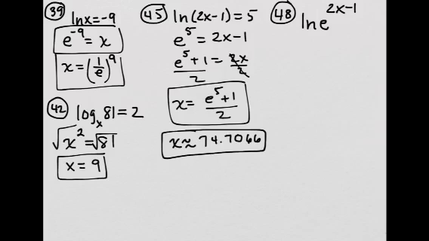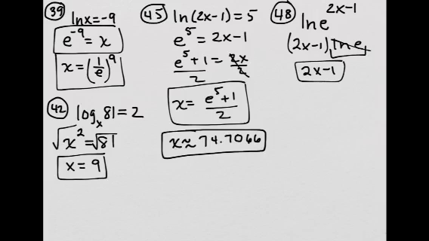So for 48, for the next few problems, they ask you to simplify the expression. There's nothing to solve. It's not an equation, just simplify. So with that, notice this is an exponent and this is a log. When you have an exponent, you can move it over here and make it a coefficient of the log, and that's what I'm going to do. So 2x minus 1 is now the coefficient of the log, and natural log of e is 1, so that cancels out.